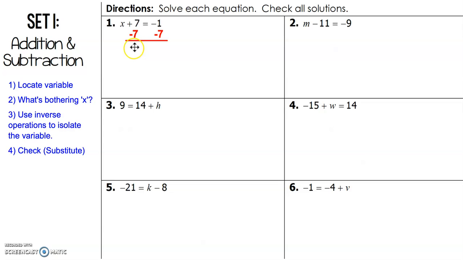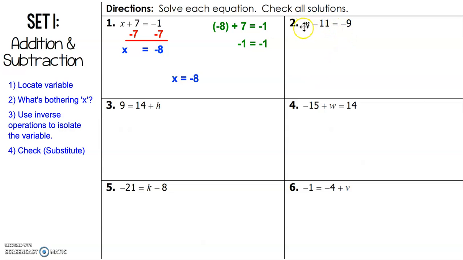So when we subtract 7 from both sides, we get x equals -8. So our solution must be x equals -8. So let's check our work. Is -8 plus 7 -1? It is. So we know we got it right, and so our x value is -8.